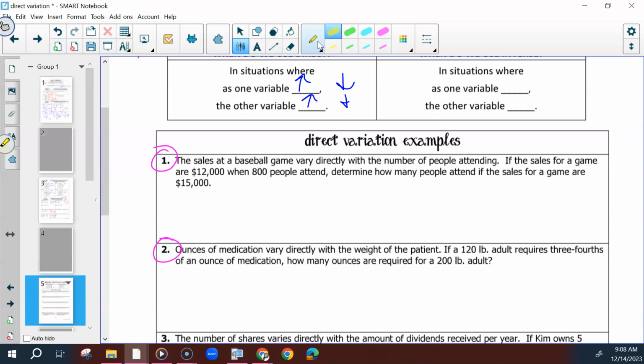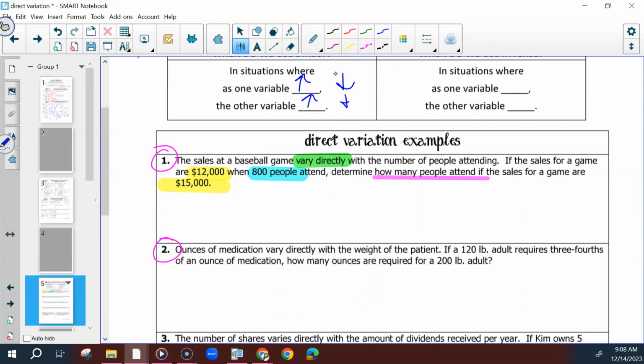So, important things that you see first. 12,000, 800 people, 15,000. And then there's some questions in there. How many people attend? And then is there any word that sticks out that maybe correlates or goes with what we're talking about? Varies directly. That word is important. It will always say some form of varies directly, directly proportional, something like that to tell you this is direct variation. You just have to know those words.